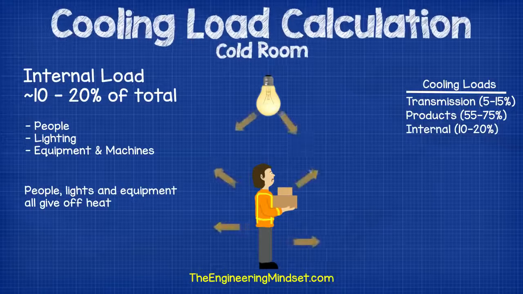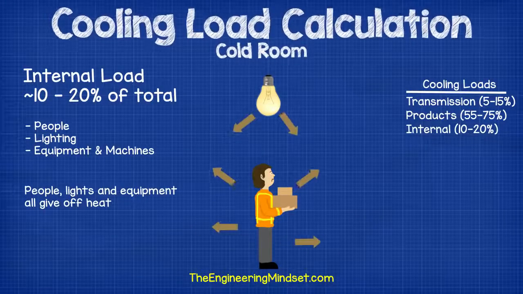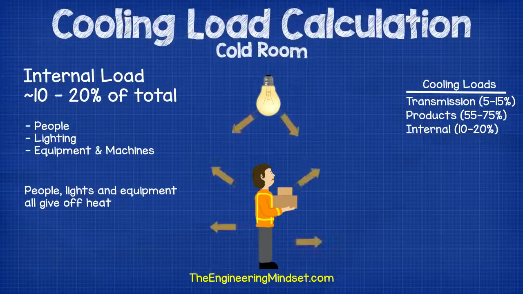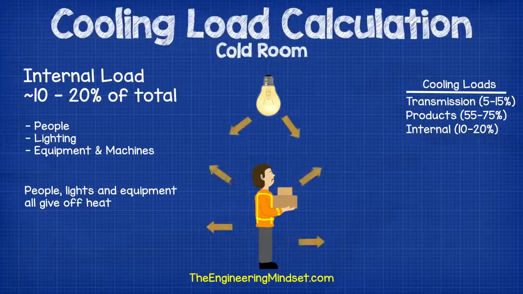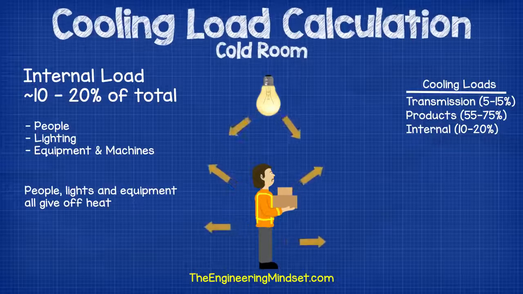The next thing to consider is the internal loads, which account for around 10 to 20%. Now this is the heat given off by people working in the cold room, as well as the lighting and equipment such as forklift trucks, etc. So for this, you'll need to consider what equipment will be used by the staff members in order to move the products in and out of the store, how much heat will they generate, and how long will they and the equipment be in the store for per day.